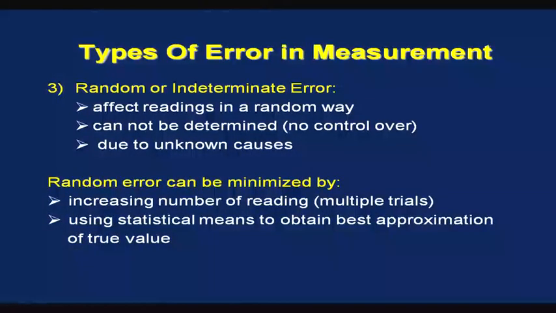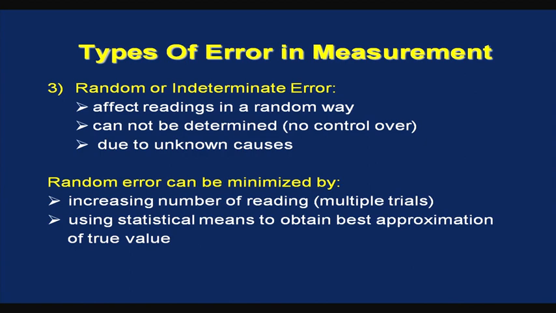Random errors cannot be eliminated completely. It is difficult to eliminate completely the random errors because the sources of random error are usually not always known. However, the random errors can be minimized by increasing the number of readings, that means multiple trials. We take several readings of the same value of the measuring variable. So, we repeat the number of measurements and then use statistical means to obtain best approximation of the true value.